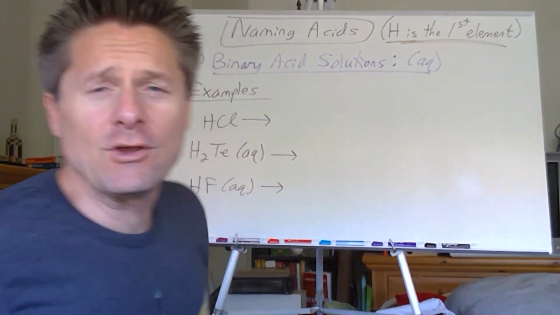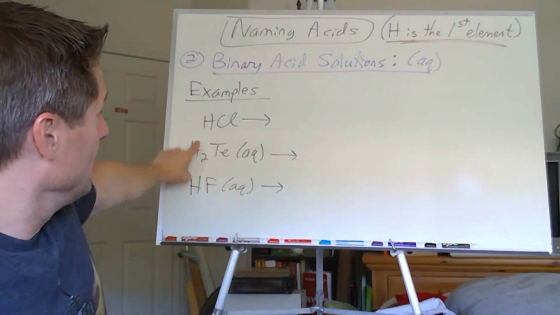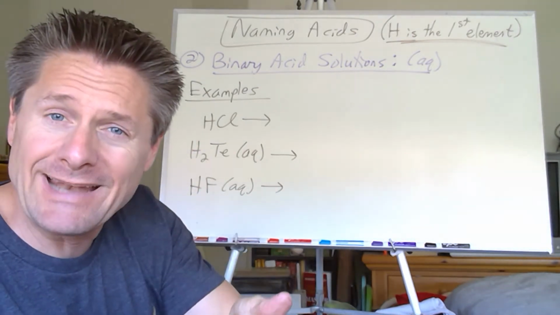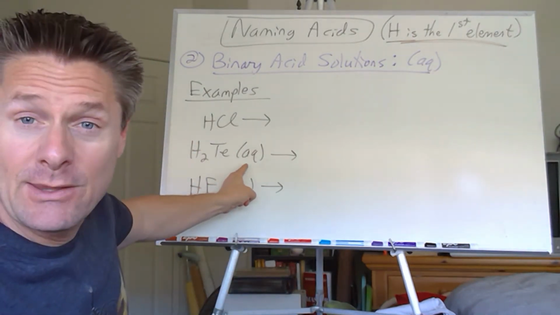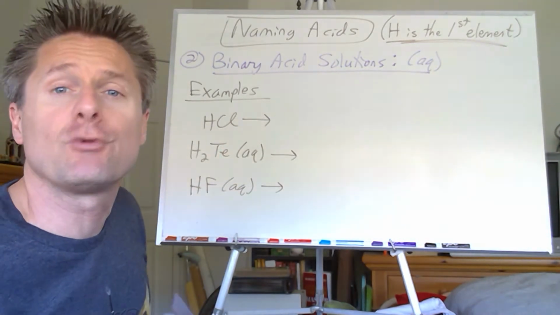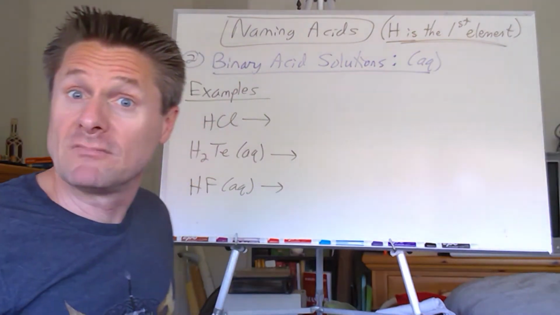Here we go. See if you can pause it and do these three for me. Now remember, they're binary, two elements. The first one's hydrogen, so we know it's an acid. I see the (aq), I see the (aq), and there is no state there, so I'm going to assume it's (aq). So these are binary acid solutions. Hydro-blank-ic acid. That's all you do.